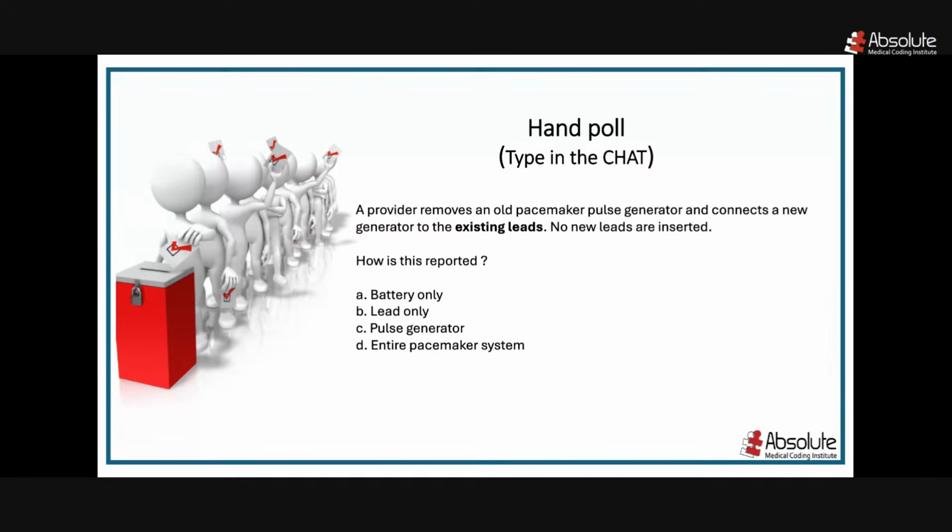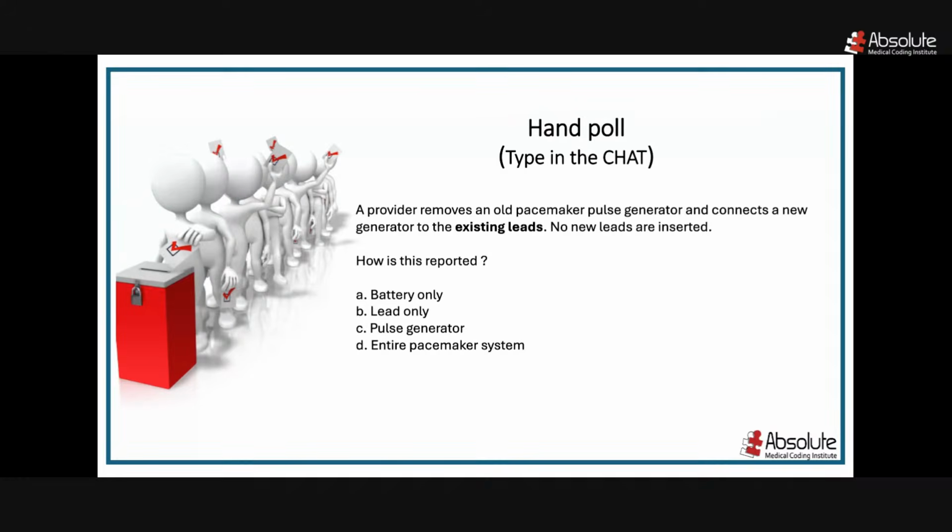Okay, a provider removes an old pacemaker pulse generator and connects a new generator to the existing leads. No new leads are inserted. How is this procedure reported? Do you report a battery only, a lead only? I think I have to remove the pulse generator, because battery and pulse generator are the same. So you can answer either A or C, both are same. And option D is the entire pacemaker system.